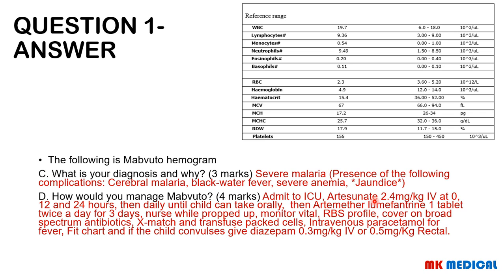You can also transfuse platelets because he's almost at the borderline. Give him intravenous paracetamol for the fever, open a fit shot, and if he convulses, diazepam 0.3 milligrams per kg if it's IV, 0.5 if it's rectal. That's how we're going to manage this child.